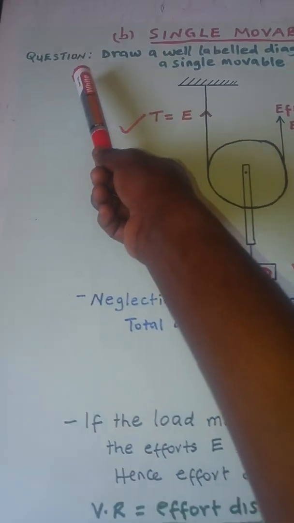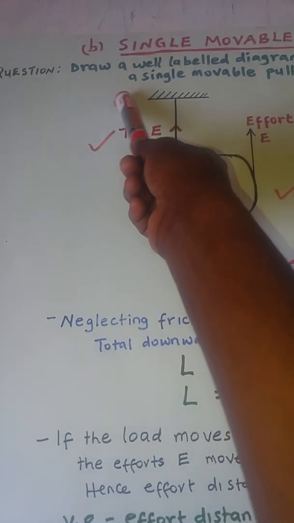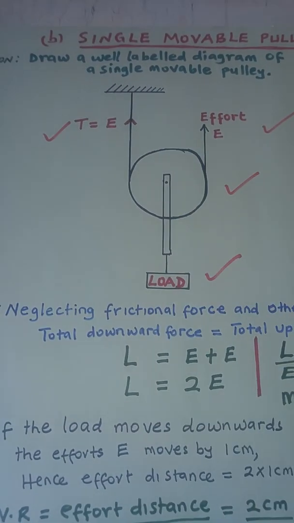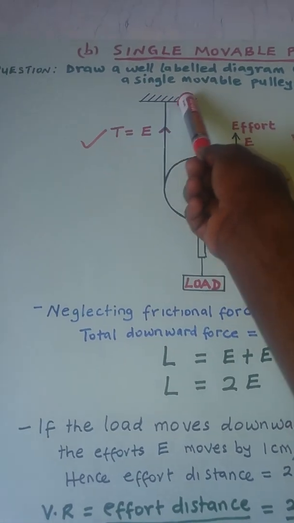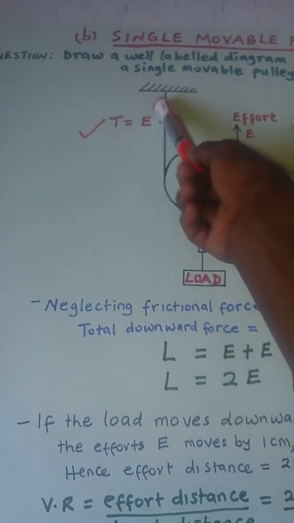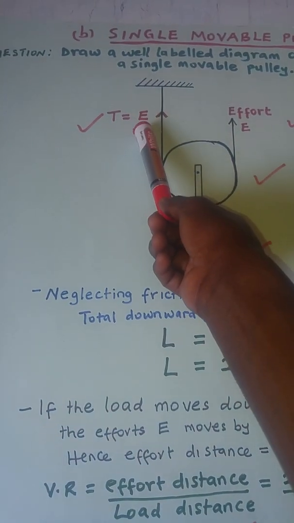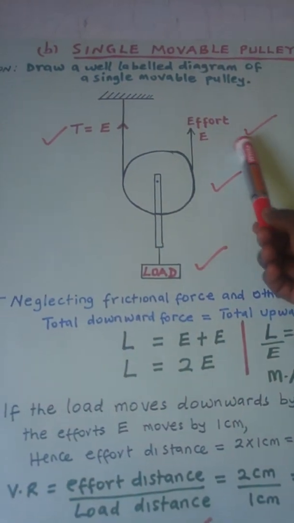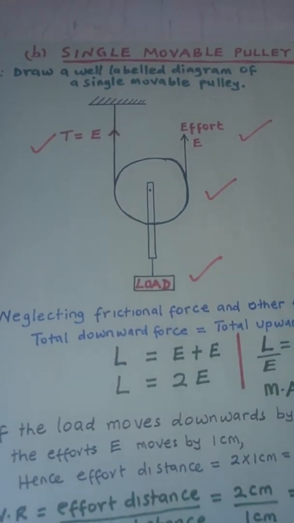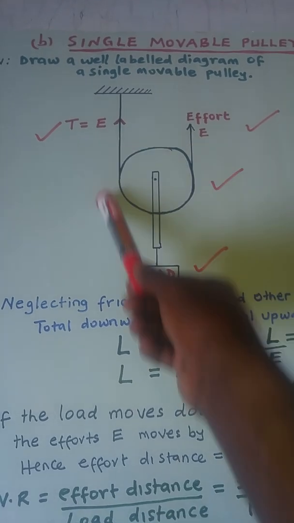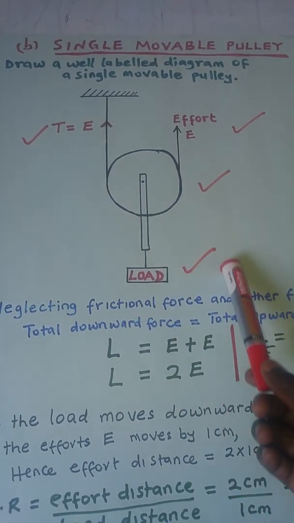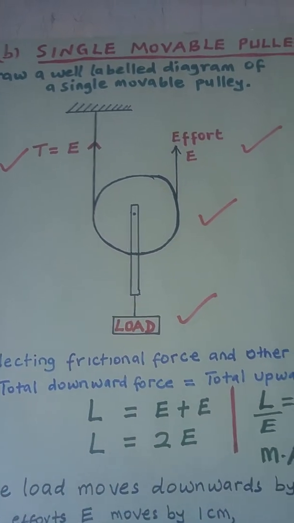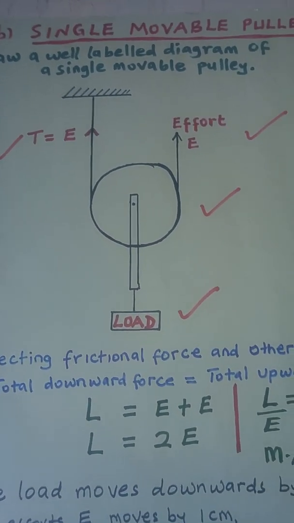So if somebody says, look at this question, draw a well-labeled diagram of a single movable pulley, where do you score the marks? Here, there must be a fixed support, and there must be a rope. Here, the effort is the same as the tension, so you get the marks there. Naming here the effort, which is E, you get the marks. The load, you also get, and the pulley itself, you also get. So this is the diagram of a single movable pulley.